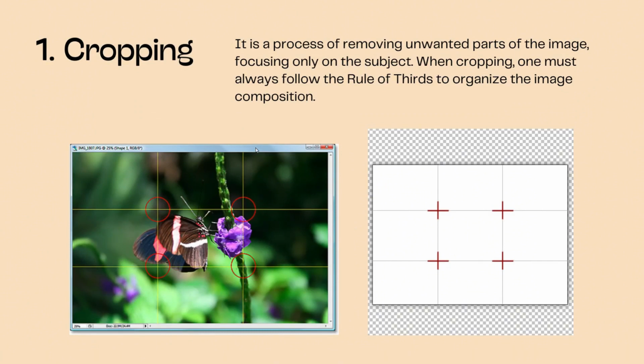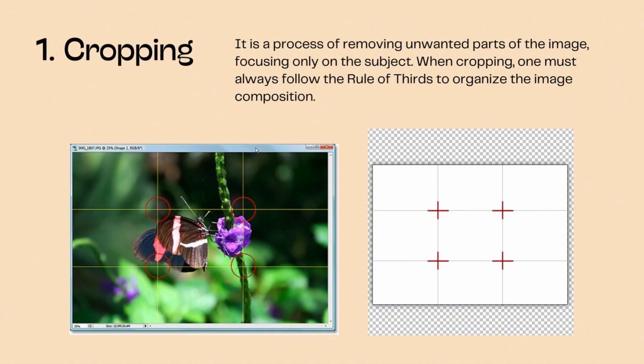Let's proceed to the first one, cropping. Cropping is a process of removing unwanted parts of an image, focusing only on the subject. When cropping, one must always follow the rule of thirds to organize the image composition. What is this rule of thirds?